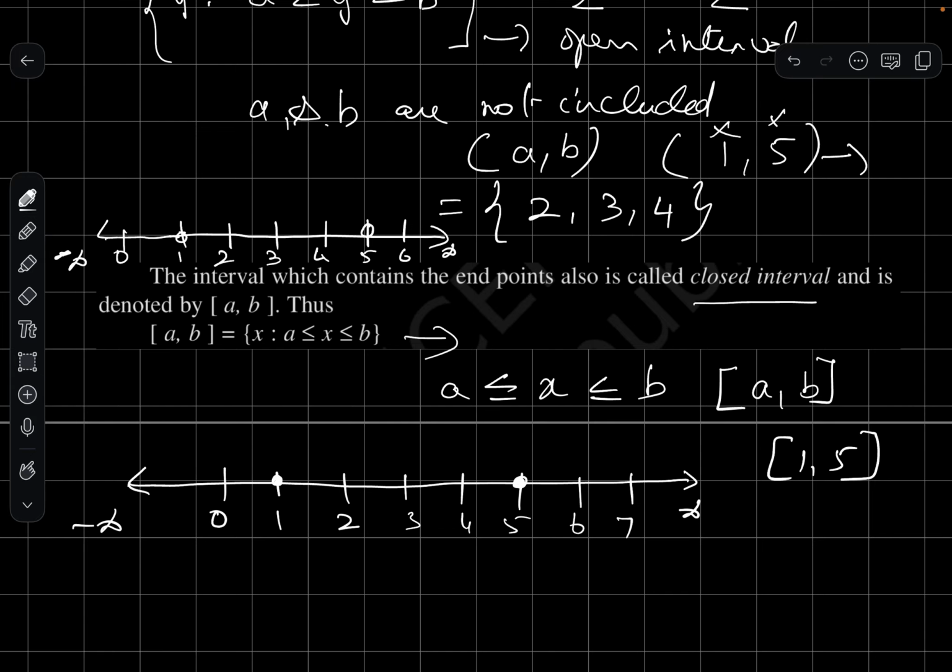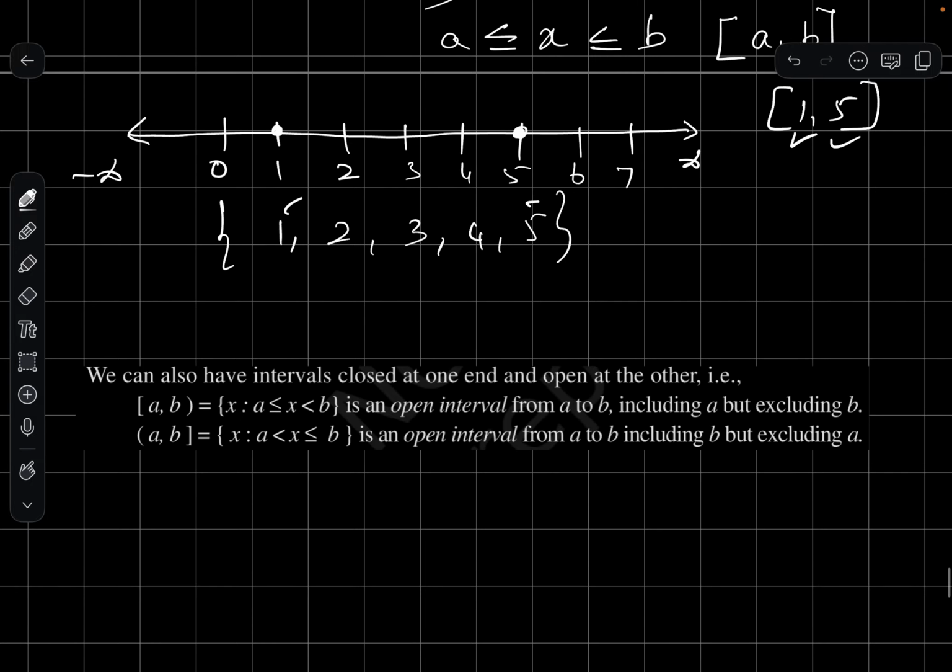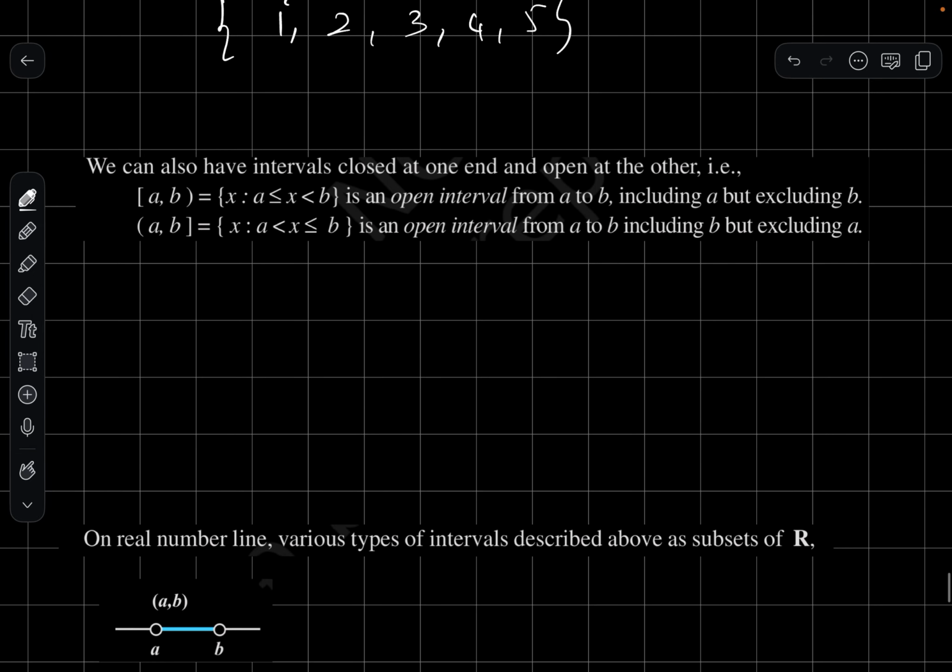When you write the roster form, you will include 1, 2, 3, 4 and 5. So the end points are included. The end points means, for the interval which you denote as 1 comma 5, 1 is also included, 5 is also included. So this is the closed interval. And then next we come, in between these two we have got two more intervals, isn't it?